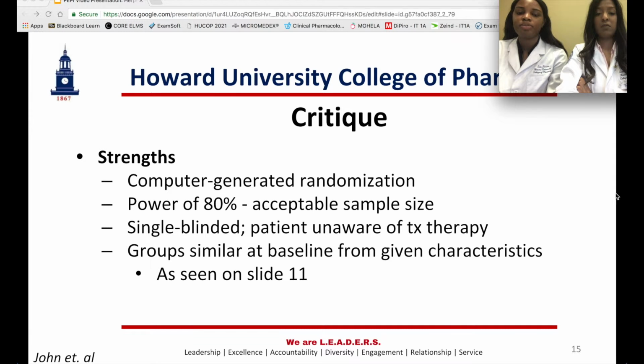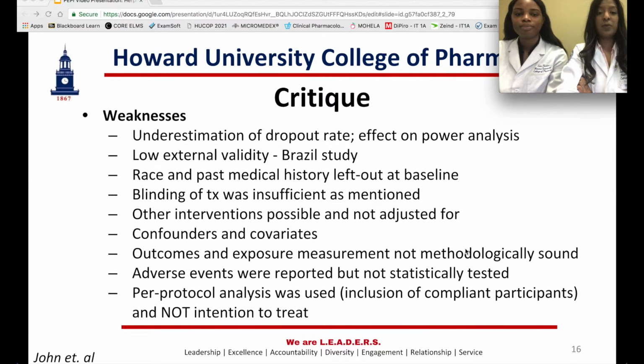the baseline descriptive statistics. And so now we will get into the weaknesses of the study. There was an underestimation of dropout rate. It was stated previously that it was estimated to be a 10% dropout rate. However, when we actually calculated it, it was around 13 to 14%, and this can have an effect on the power analysis done. There was also low external validity, as it was just a study done in Brazil. There was no racial information given about the patients, and how can we apply these outcomes worldwide.